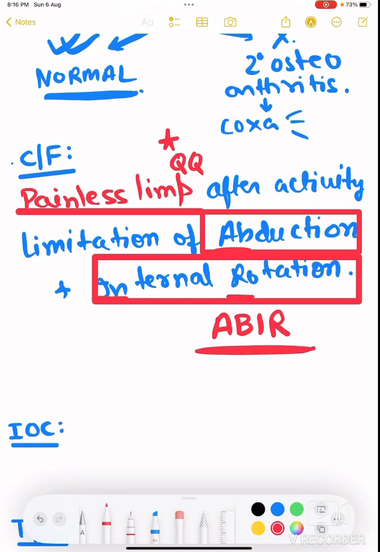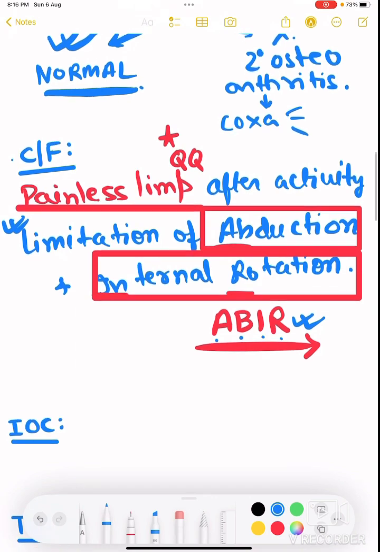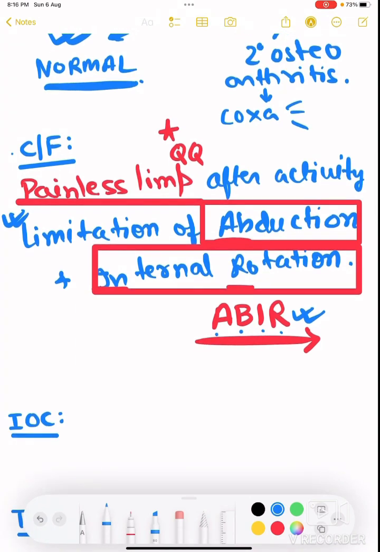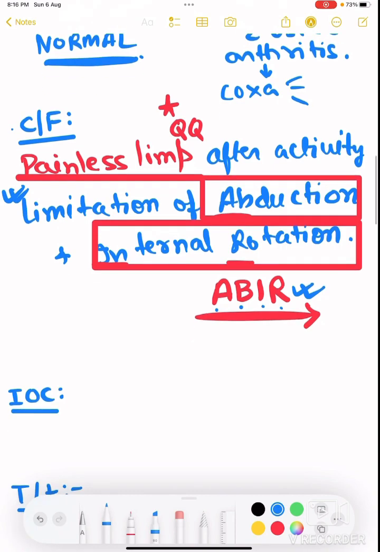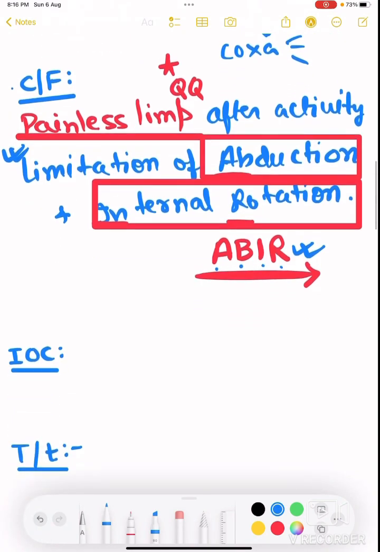I will read it as ABIR. ABIR means AB, abduction, IR, internal rotation. So there is limitation of abduction and internal rotation, which means that the leg will actually be in an adducted and externally rotated position. Got it? So there is limitation of abduction and internal rotation.